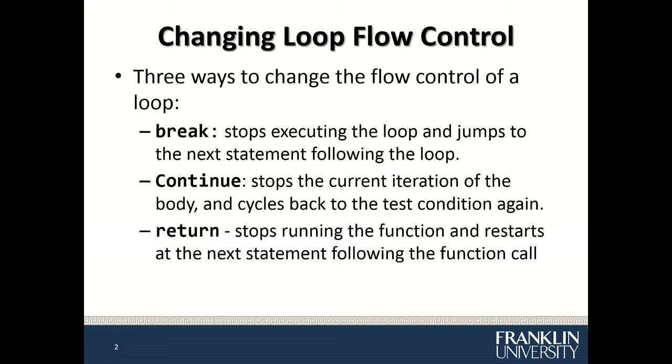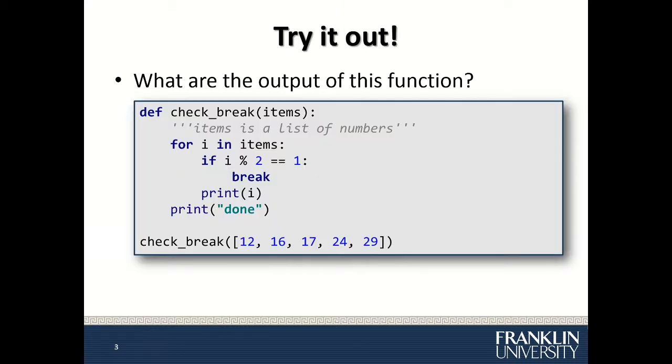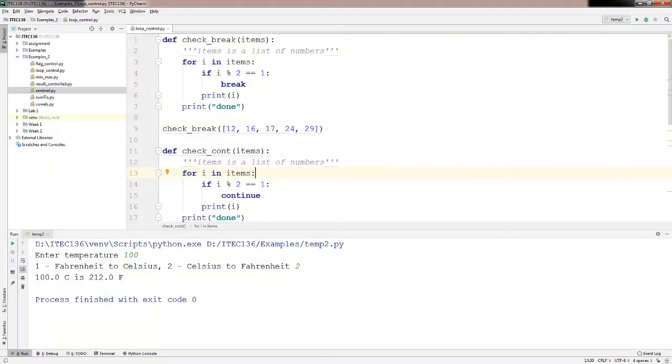Let's look at a couple of examples here. What is the output of this function? I have a function called checkBreak, which is passed a list. The list contains 5 items. I have a loop here, for i in items. What output would you see? So let's go to PyCharm and look at this problem here.